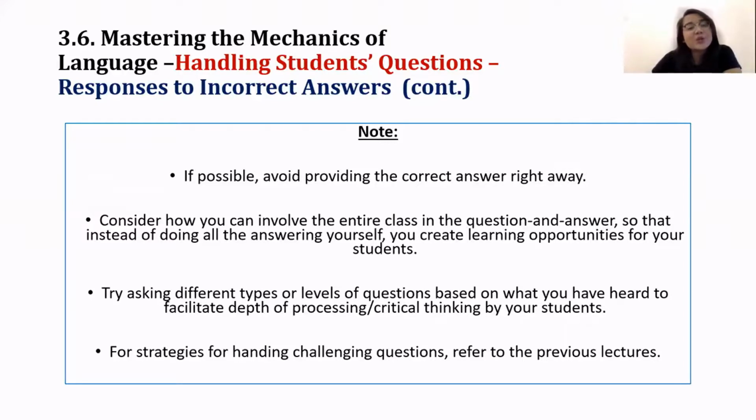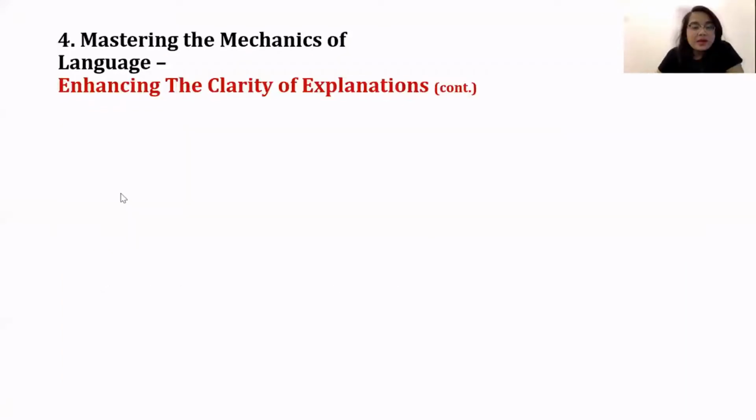All right, so that's about mastering the mechanics of language in handling students' questions. All right. Next one, we will come to the last section, which is section 4. Still about mastering the mechanics of language, but it's about enhancing the clarity of explanations. All right, now let's continue with the last section of this lecture, section 4. Still mastering the mechanics of language, but it's for enhancing the clarity of explanations.